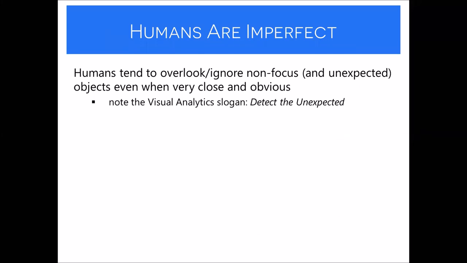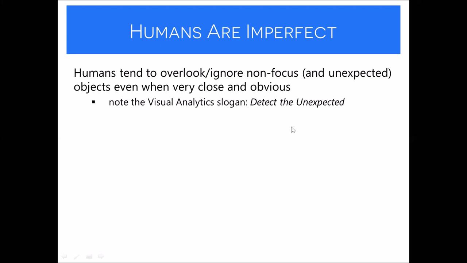human visualization, and that it's imperfect. I want to warn you that, I guess I already told you this before, visualization is not foolproof. Humans are imperfect because they look at the image and may see something different. Humans also tend to overlook and ignore non-focus and unexpected objects, even when they're very close and obvious.